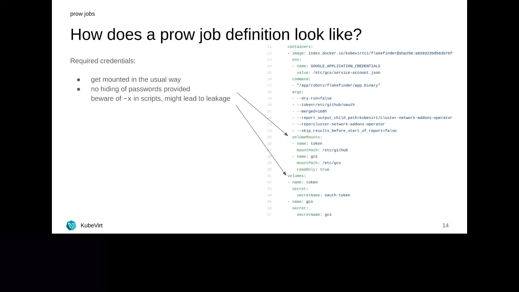So, for example, what we also have is required credentials. Most of the time, for example, you need a GitHub token or something so that you can fetch or execute actions. And these get mounted in the usual way, like volume mounts and volumes. Of course, you don't have automated hiding like you have in some other things. For example, this is one caveat that you need to be aware of: -x scripts might lead to leakage of tokens.